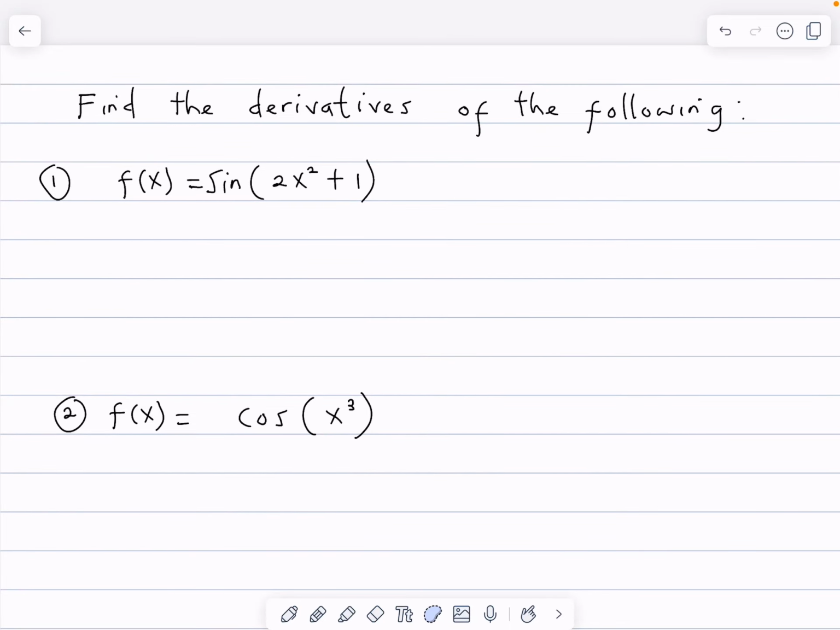Hello friends, let's find the derivative of these trigonometry functions. Number one, f of x equals sine of 2x squared plus 1.